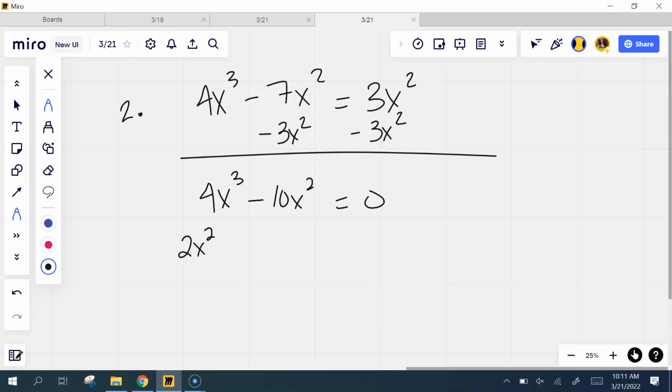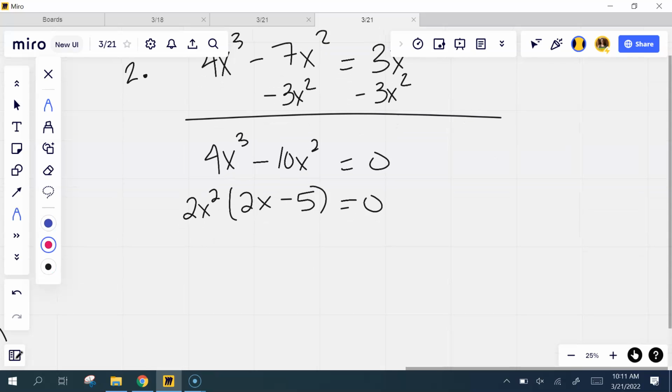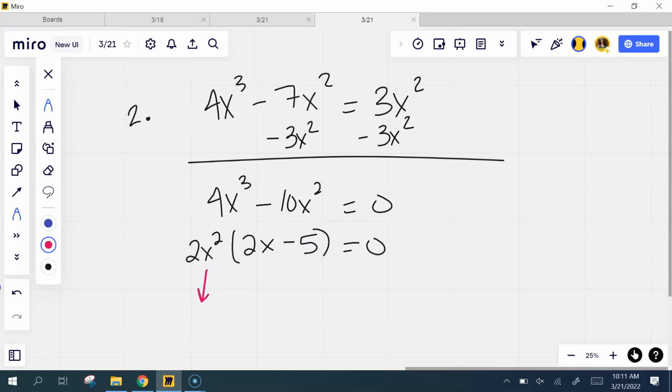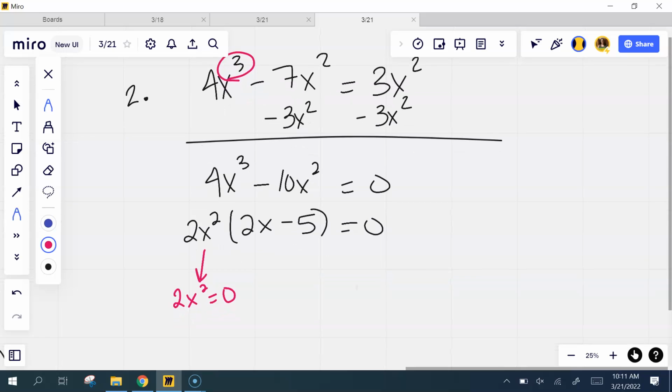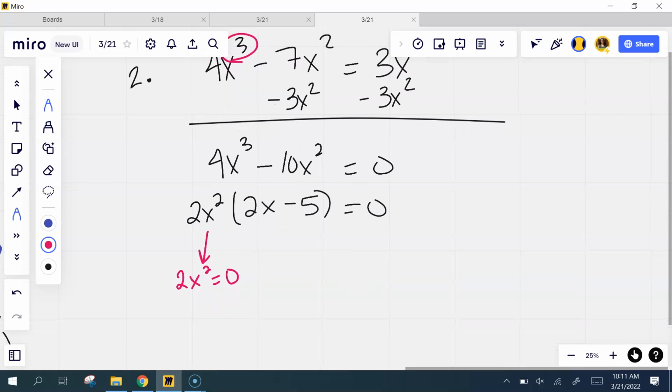2x squared this time. What's it leave? Close. You took 2. 2x. I should get how many solutions? 2, right? 3. All right, look at this 2x squared. If I set that equal to 0, what does x equal? What is its multiplicity?